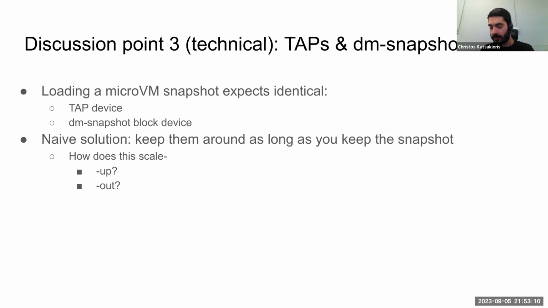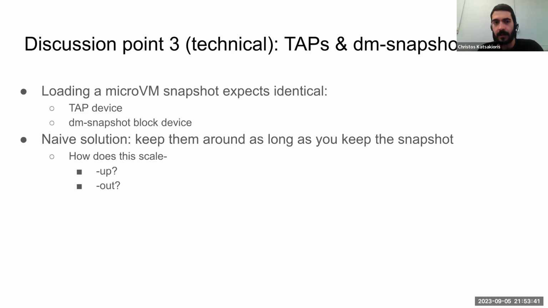So Firecracker expects to find the same device mapper snapshot block device so that the microVM is still functional. The naive solution that we're doing for now is we just keep it around as long as we need the snapshot. However, we've not really tested how well this scales up on the same node, or what effects it may have on performance, maybe in the kernel. We don't know if any of you here in the community has investigated. And of course, how does this scale out?